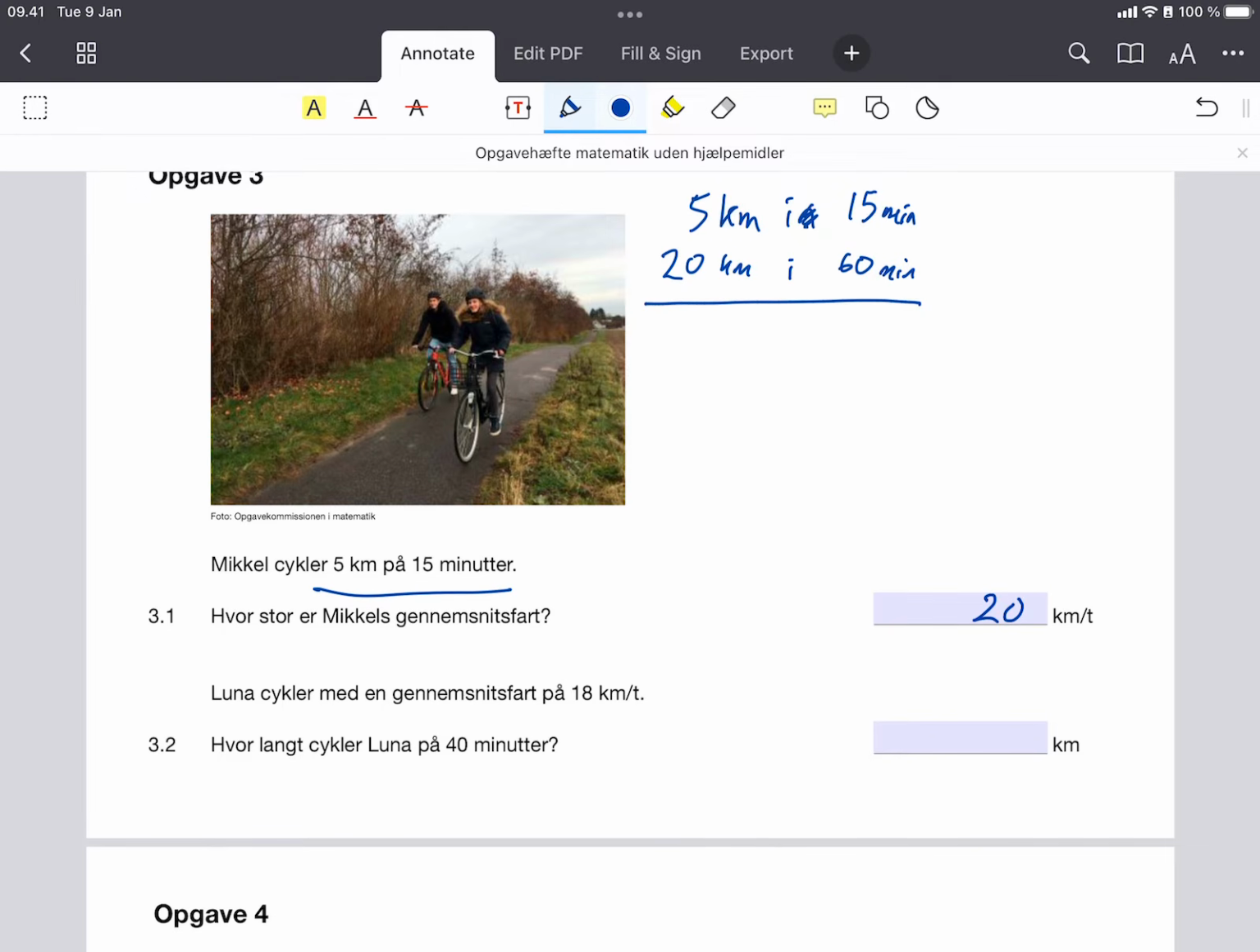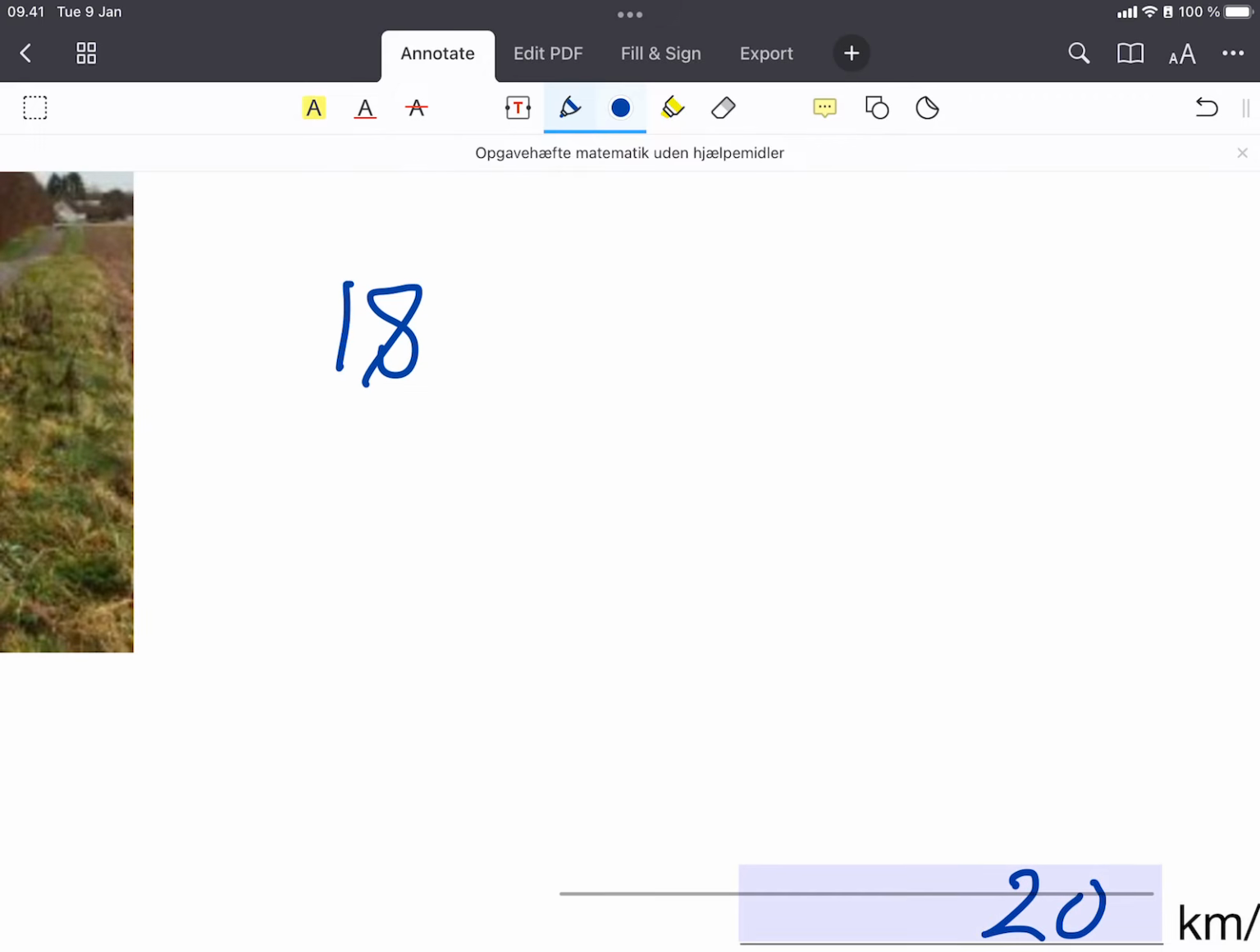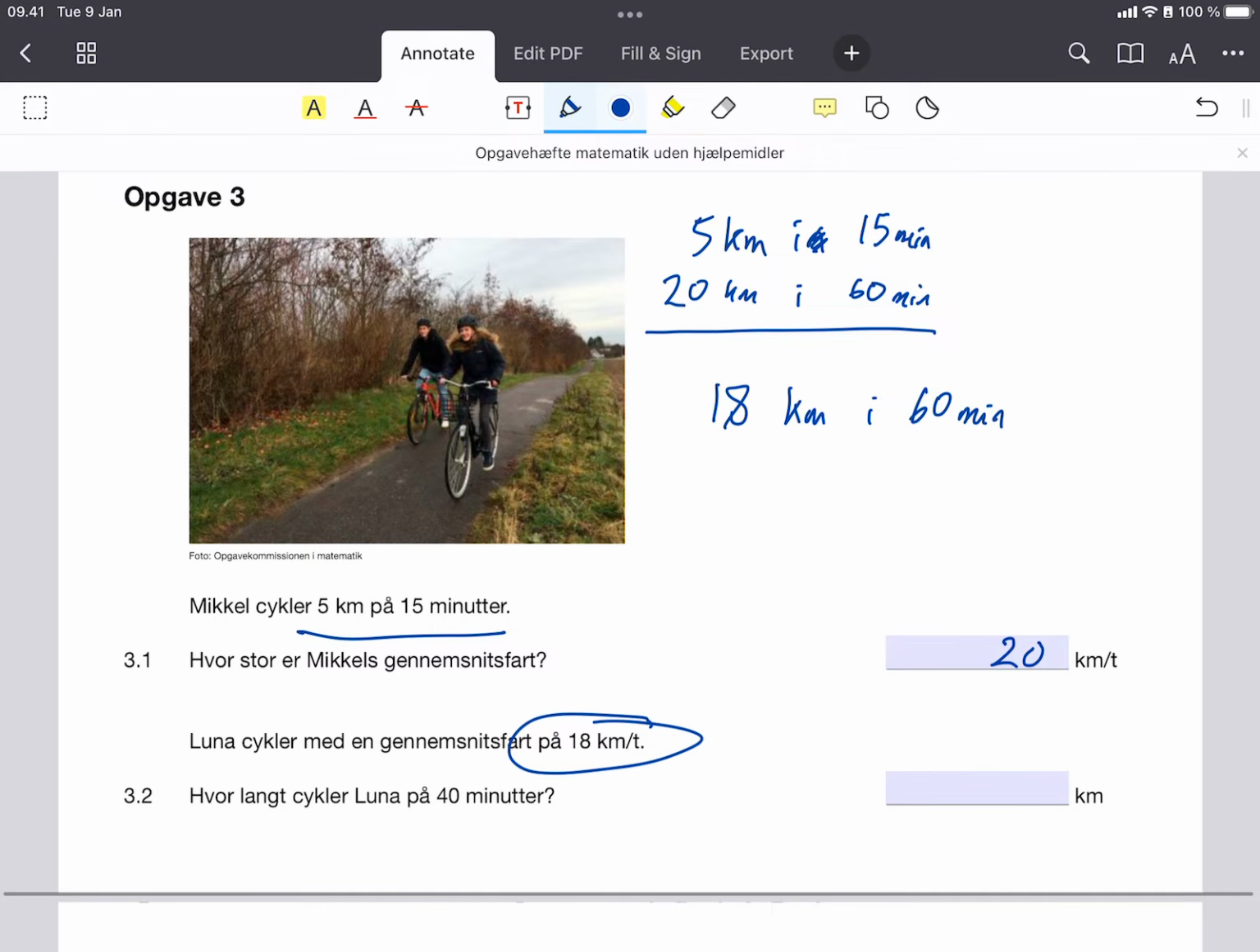Then it says Luna cycles an average of 18 kilometers per hour. So that means she can do 18 kilometers in 1 hour. 1 hour is 60 minutes. So she can do 18 kilometers in 60 minutes.